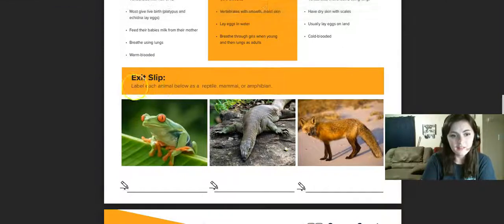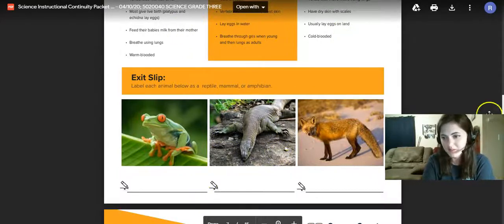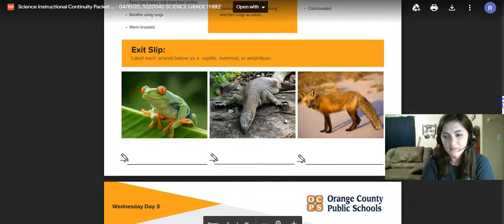And then here's your exit slip. Label each animal below as a reptile, mammal, or amphibian. So just think about what you saw and the characteristics and label that there. And then that's it for day 2.